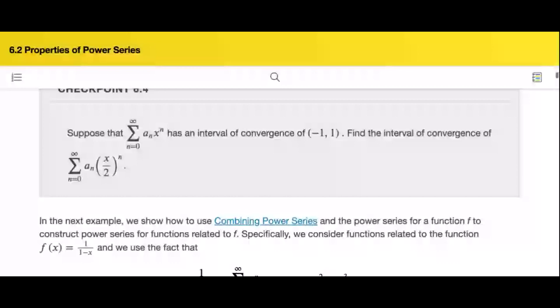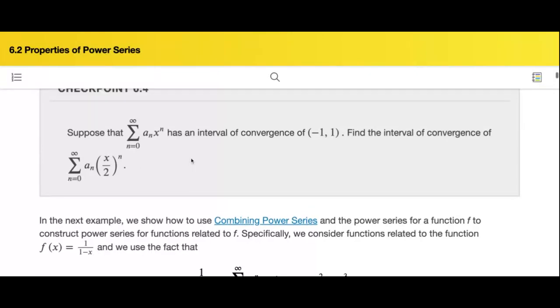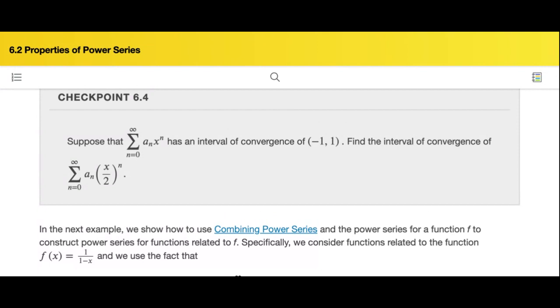Checkpoint. Suppose the sum of a_n x^n has an interval of convergence of -1 to 1. Find the interval of convergence of a_n (x/2)^n. Okay, everybody try 6.4. -2 to 2. That's very fast. Yeah, that's exactly right. Because x over 2 is greater than -1 but less than 1, so we multiply by 2. So the interval of convergence for this one is from -2 to 2. Anyone have any questions?